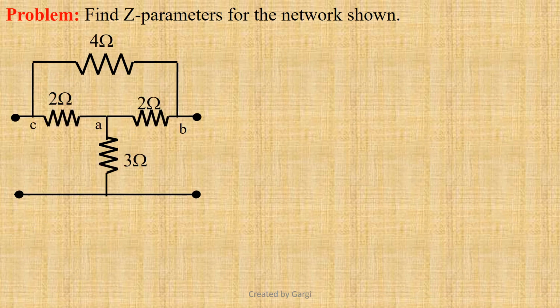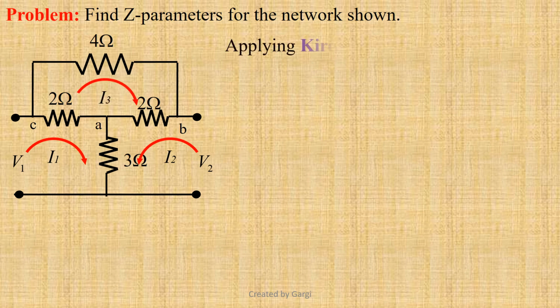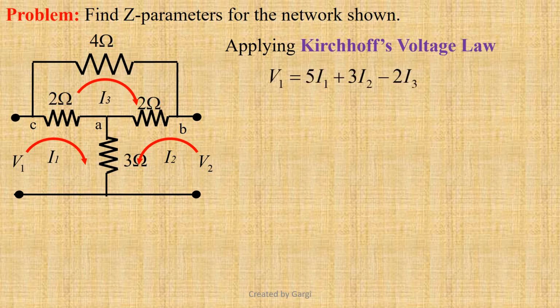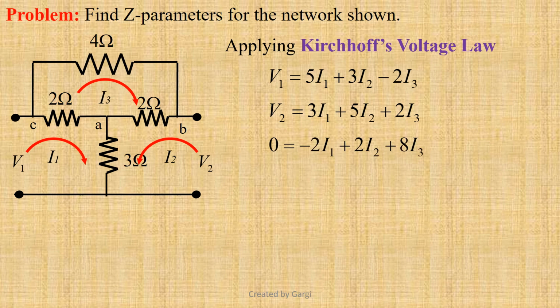Now we shall solve this problem using the mesh analysis method. Let the input and output port voltages be V1 and V2 and the mesh currents be I1, I2 and I3. Applying Kirchhoff's voltage law, from mesh 1 we get V1 equals 5I1 plus 3I2 minus 2I3. From mesh 2 we get V2 equals 3I1 plus 5I2 plus 2I3. And from mesh 3 we get 0 equals minus 2I1 plus 2I2 plus 8I3. Therefore, I3 equals (I1 minus I2) divided by 4.